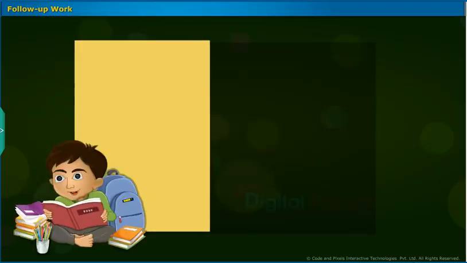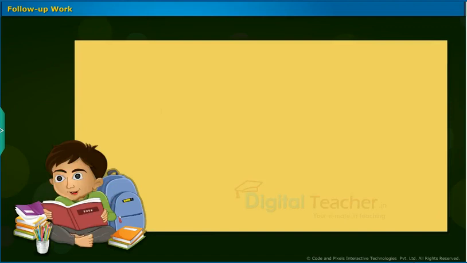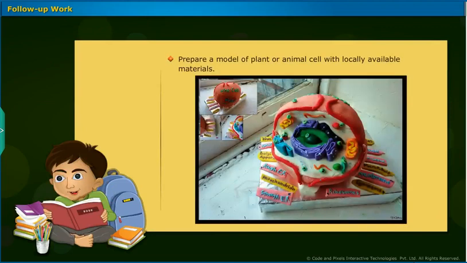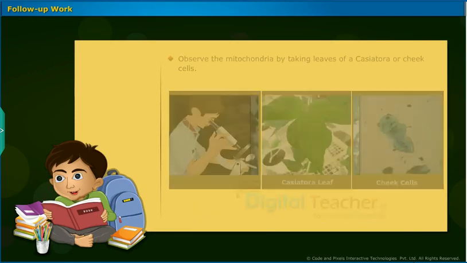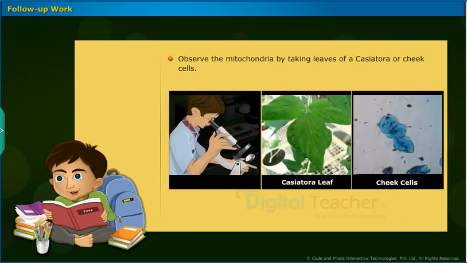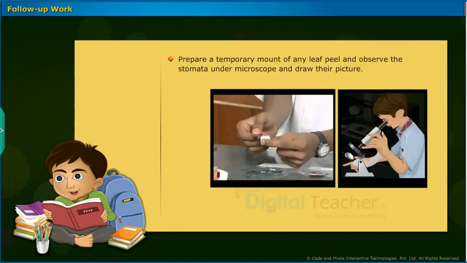Follow-up work. Take up the following activities. Prepare a model of plant or animal cell with locally available materials. Observe the mitochondria by taking leaves of a cassiopeia or cheek cells. Prepare a temporary mount of any leaf peel and observe the stomata under microscope and draw their picture.